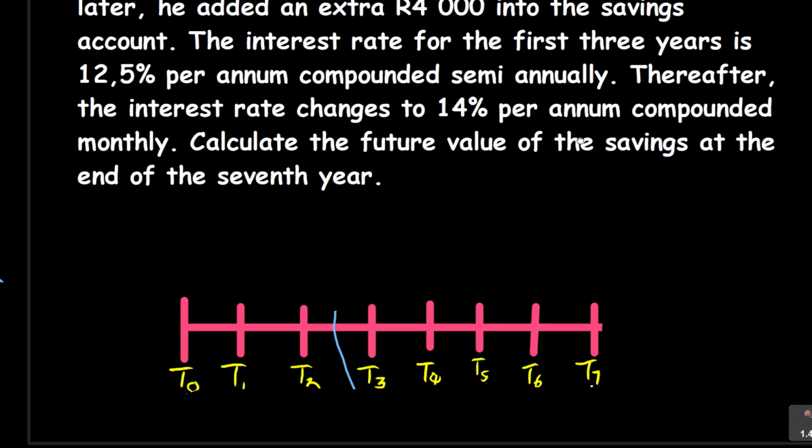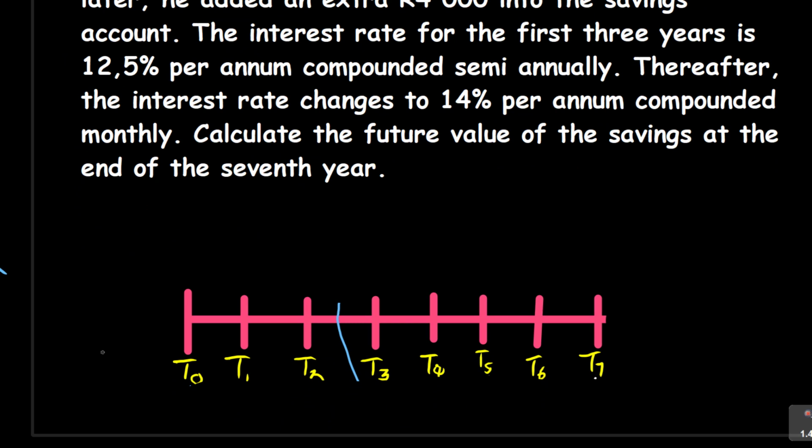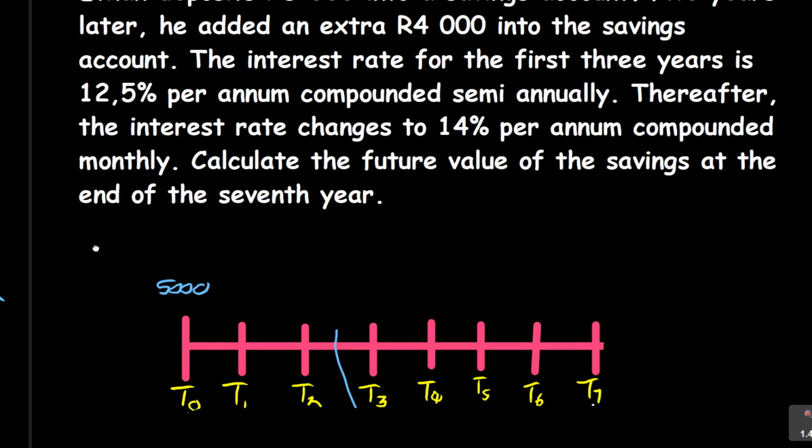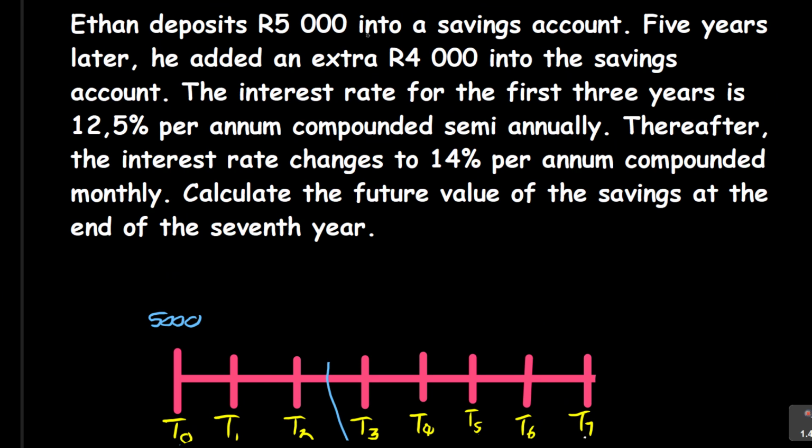You start with 5,000. Now they say it for how many years? They say it for 3 years. Ethan deposited 5,000 in a savings account. 5 years later, he added to the savings account. The interest rate for the first 3 years, remember, the interest is 0,125. That's our I here. And then our compounding is semi-annually, which is 2. You have got that. Are you with me?